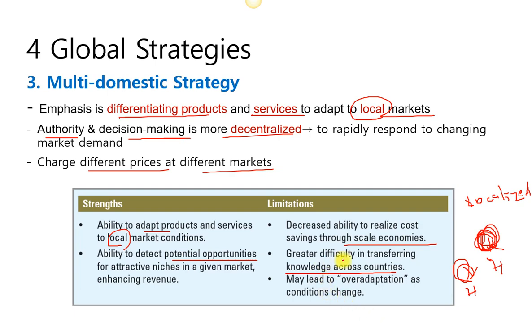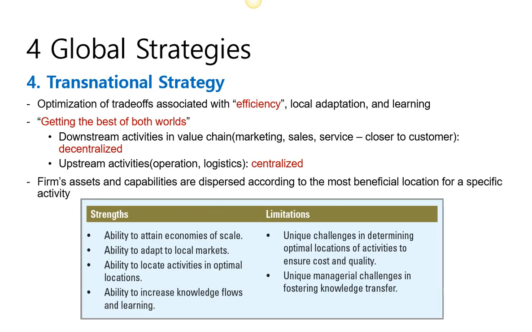Okay, so it's difficult to transfer knowledge across countries. And it may lead to over-adaptation to local conditions, so it can be diluted. Yeah, because there are synergies that can be created by being global, but that synergy can be lost if you're going for too localized a domestic strategy, multi-domestic.